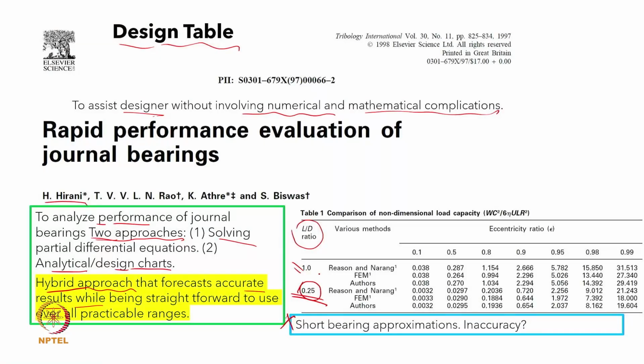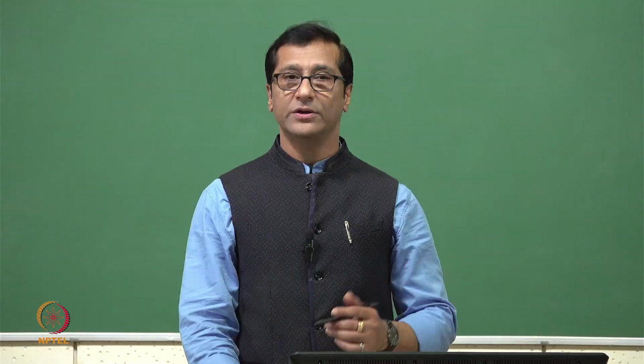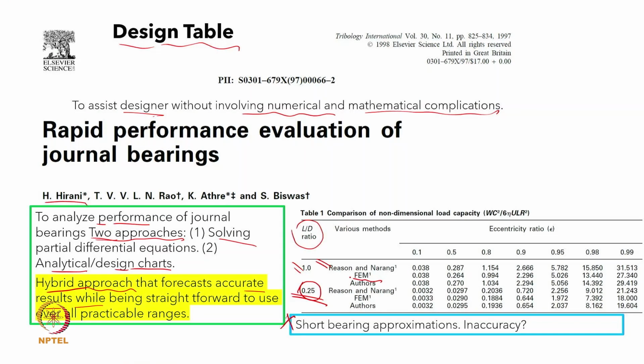So we have given both the cases, 0.25 and 1. We have compared the Raimondi-Boyd method, as they combine short bearing and long bearing approximation. We have used completely the FEM, the finite element method, and this is presented with the paper presentation or design table approach. It has been covered from 0.1 eccentricity to 0.99 eccentricity.